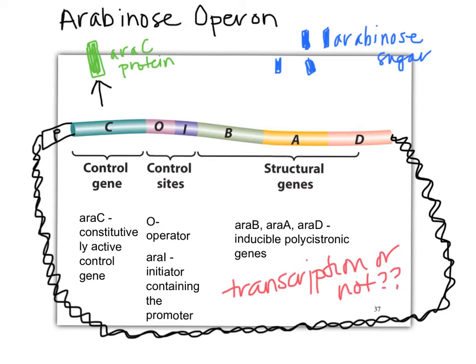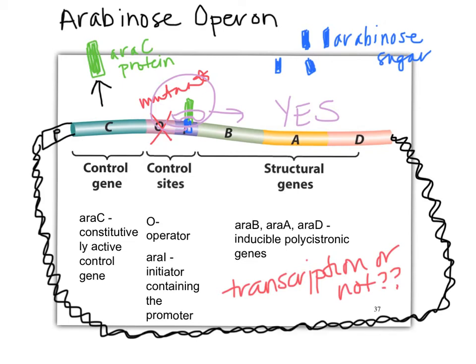Well, what if we mutate the operator? So now the operator does not work, mutant, and we have the ARA-C protein as usual, always made, and arabinose is accessible. So we will make this complex, right, with the arabinose, and then RNA polymerase and sigma factor can come in, and yes, we get transcription. Okay? Because the operator, that doesn't matter.